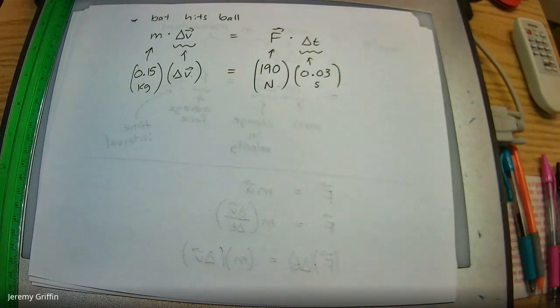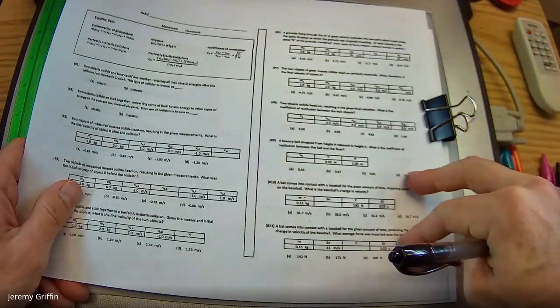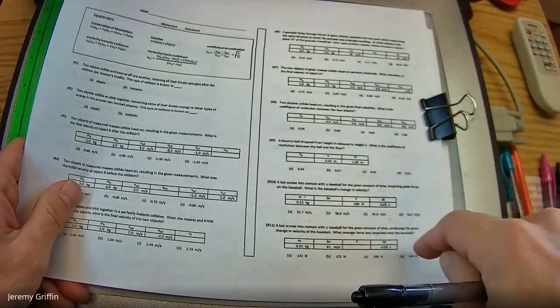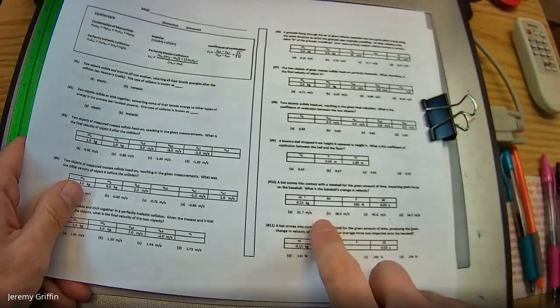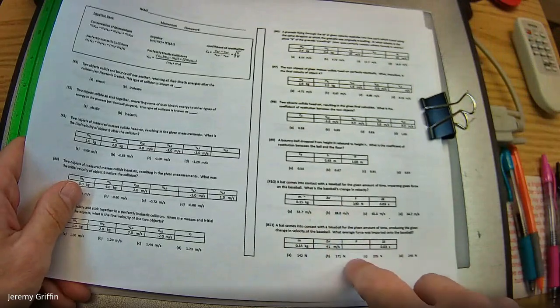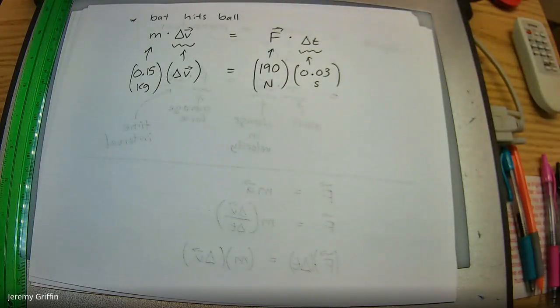Oh, I remember where I got these numbers. So on this page right here, if you look at number 10, number 11, are that scenario, you hit a ball with a bat, and there's some questions about that. Number 10 asks the question, what's the change in velocity of the ball? Number 11 says, what's the force if you know the change in velocity? So both perspectives on this impulse formula.